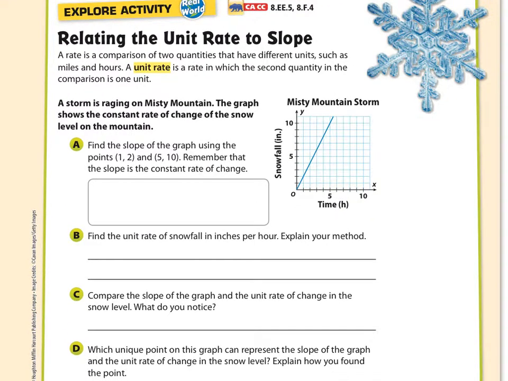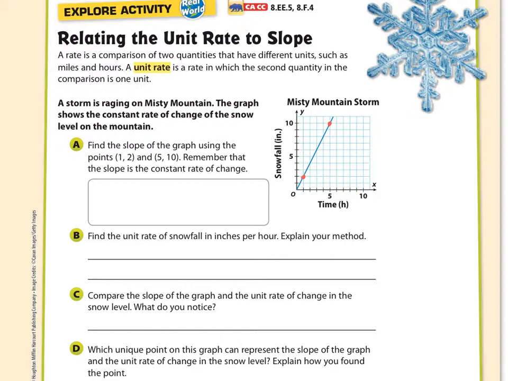So a storm is raging on Misty Mountain. The graph on the right shows the constant rate of change of the snow level on the mountain. So we're going to find the slope of the graph using points (1, 2) and (5, 10). So I'm going to mark those. (1, 2) is here in red, and then (5, 10) is way up here.